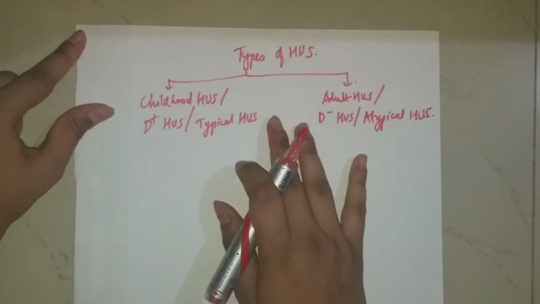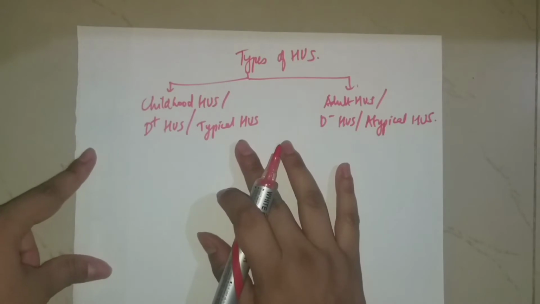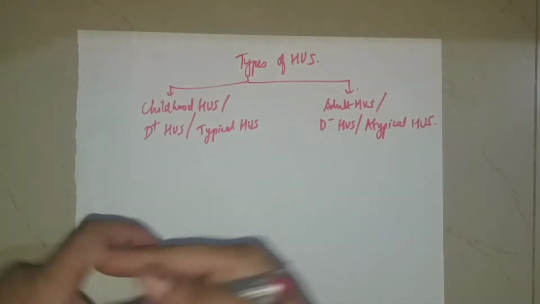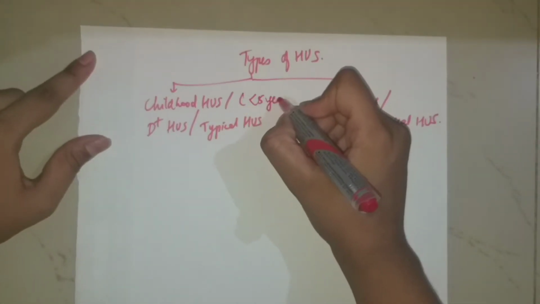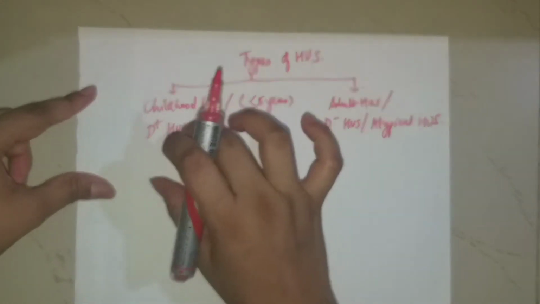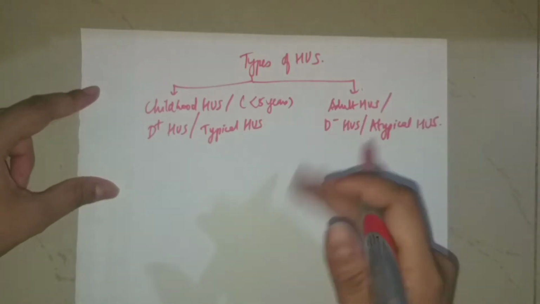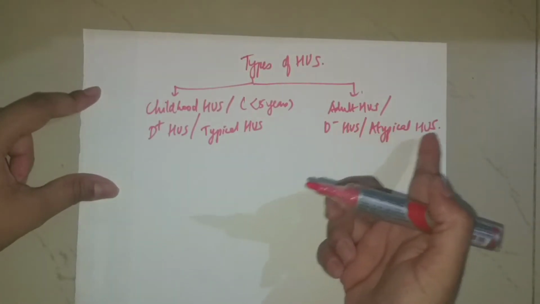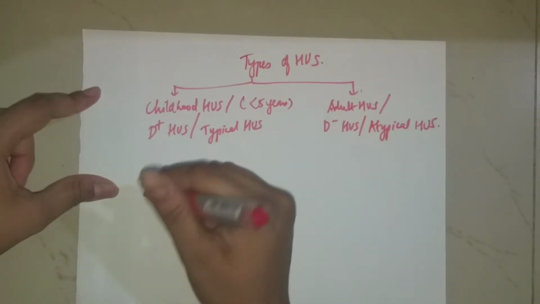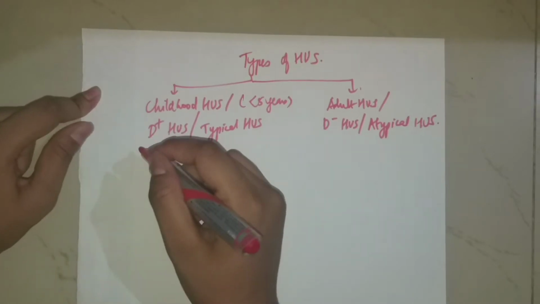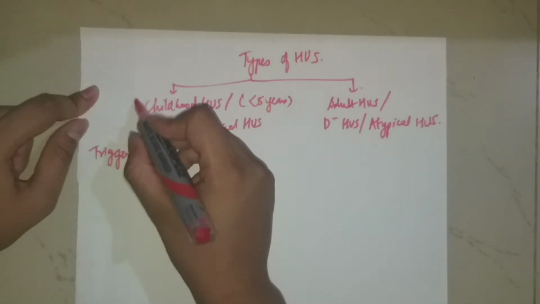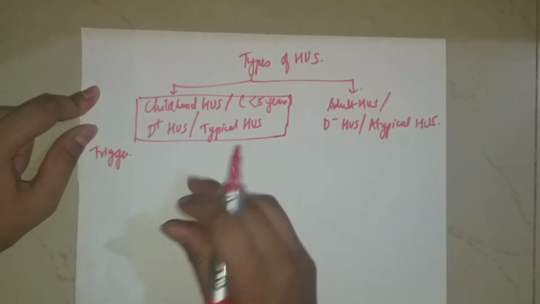So the reason why childhood HUS is called typical HUS is because HUS is mostly a childhood disease, occurring in children less than 5 years mostly. So that is why this is the typical presentation. HUS presenting in a child is a typical presentation, but when it presents in adults, it is called atypical HUS, because usually it doesn't present in adults. Also, D plus D minus, I'll talk about it. So I was talking about endothelial injury. The trigger for endothelial injury in childhood HUS is some infection.